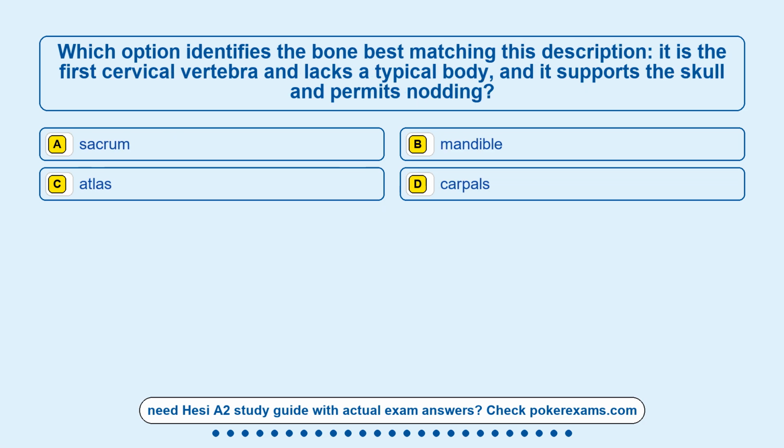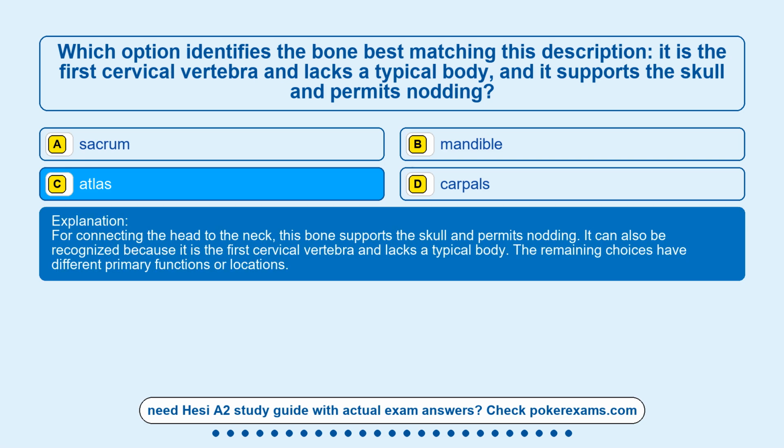Question 6. Which option identifies the bone best matching this description? It is the first cervical vertebra and lacks a typical body, and it supports the skull and permits nodding. Option A, sacrum. Option B, mandible. Option C, atlas. Option D, carpals. The correct answer is option C, atlas.